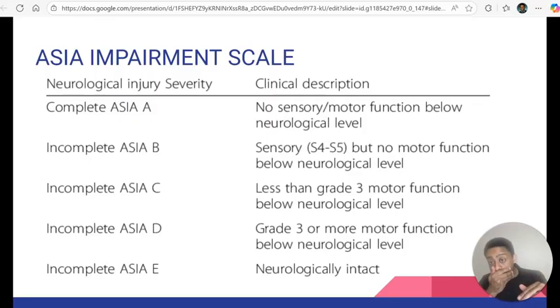However, the motor function is not. In ASIA C, motor function is intact. However, the grade is less than 3. In ASIA D, motor function is intact, but the grade is more than 3. In ASIA E, although there is a spinal cord injury, the person is neurologically intact.